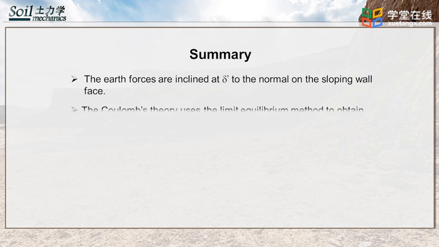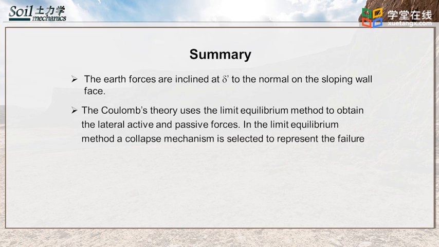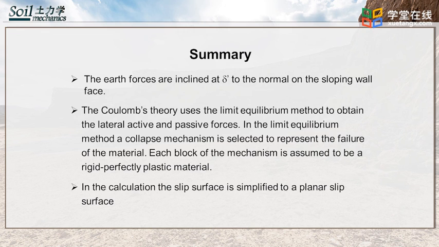The Coulomb theory uses the limit equilibrium method to obtain the lateral active and passive forces. In the limit equilibrium method, a collapse mechanism is selected to represent the failure of the material. Each block of the mechanism is assumed to be a rigid, perfectly plastic material. In the calculation, the slip surface is simplified to a planar slip surface.